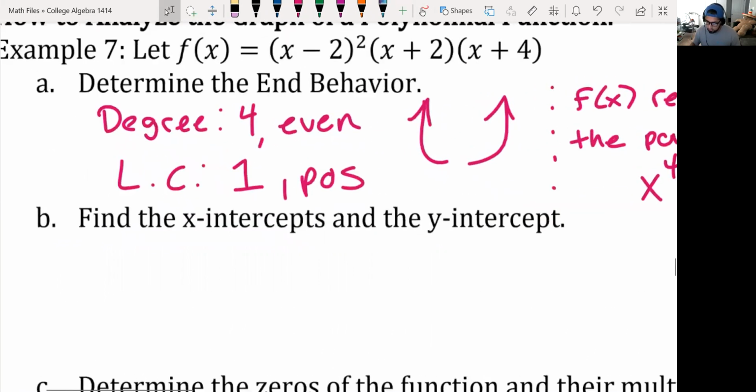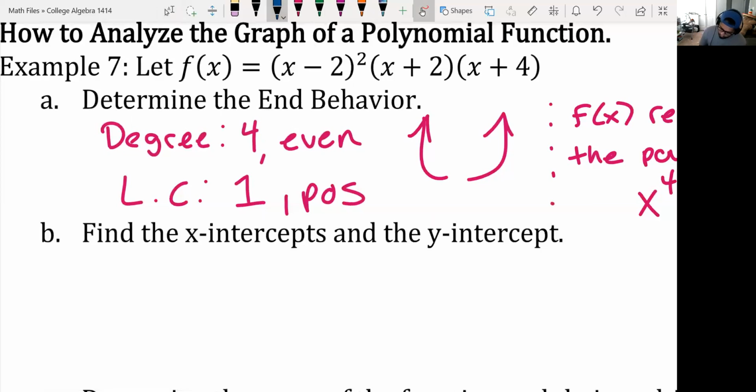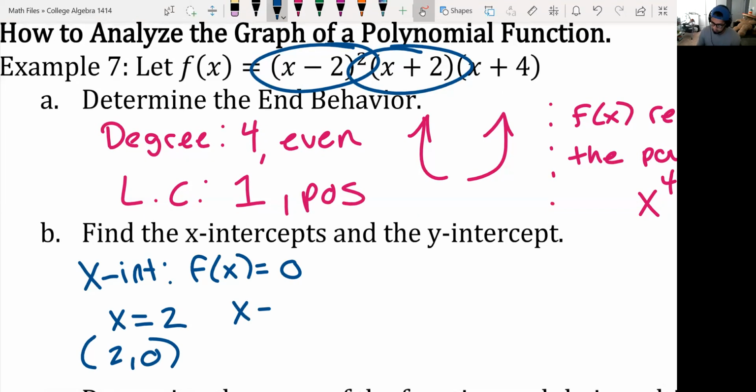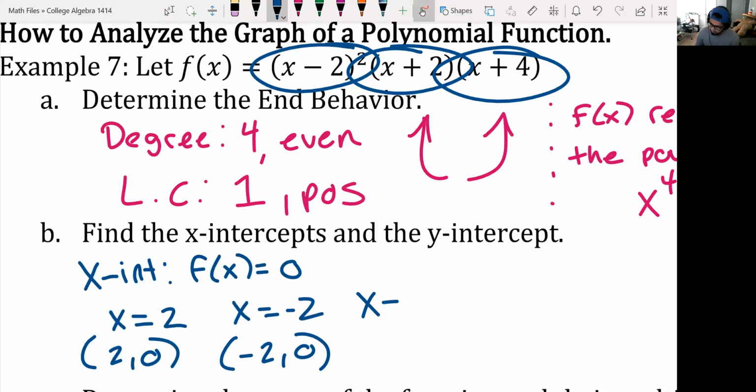Okay, so looking at the function above, if I go for my x-intercepts, we know we let f of x equal 0, meaning that this x minus 2 squared is going to give me x equals 2, and also the point 2, 0. This factor will give me x equals negative 2, and the point negative 2, 0. And this factor will give me x equals negative 4 and negative 4, 0. So those are the x-intercepts.